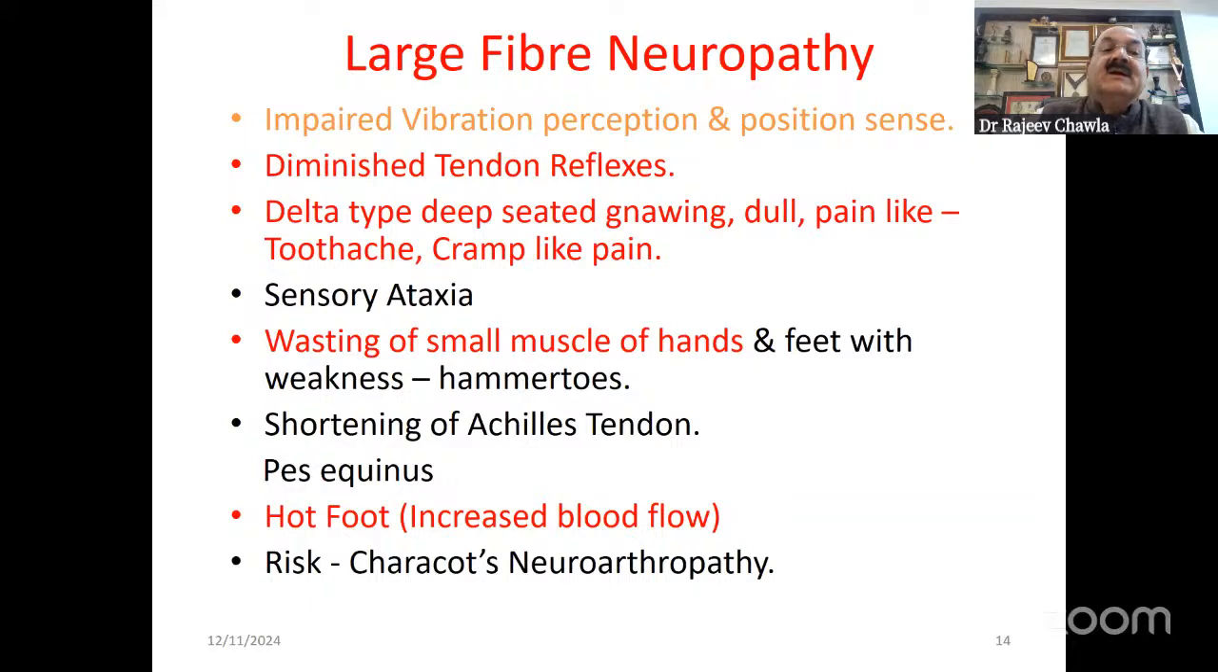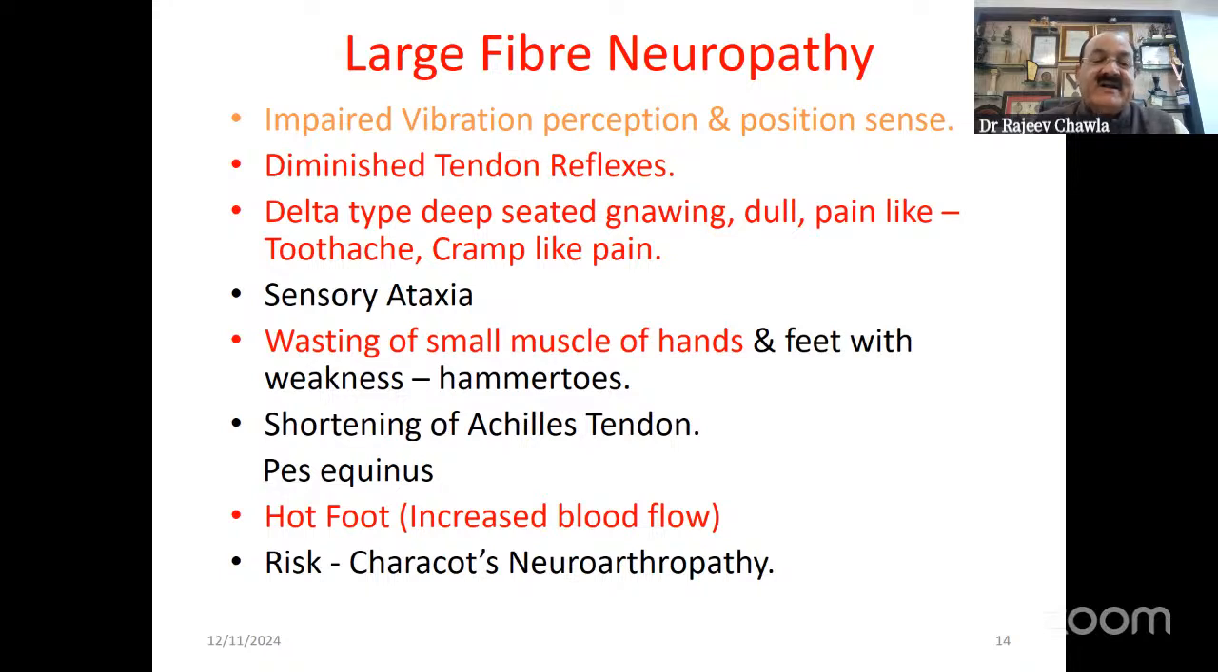Compared to that, in large fiber neuropathy, these patients have impaired vibration perception and position sense. They have diminished tendon reflexes, which are otherwise normal in a small fiber neuropathy. Pain here is not C type, it is delta type, deep seated pain. That means something like a toothache, where you are not able to identify which tooth is actually paining. So it is more like a cramp-like pain in the feet and in the calf muscles.